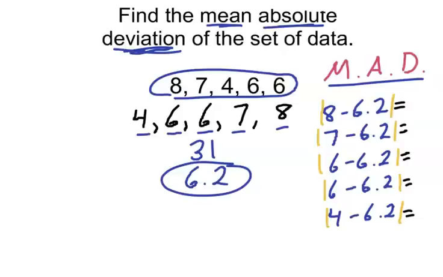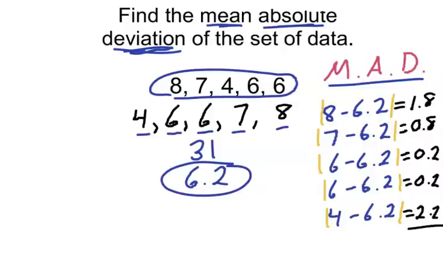So 8 minus 6.2 is equal to 1.8. And then 7 minus 6.2 is equal to just 0.8. 6 minus 6.2 is obviously just 0.2, right? It's actually a negative 0.2, but we're not worried about that. And then we have another 6 minus 6.2, which is 0.2. And then we have 4 minus 6.2, which is actually a negative 2.2, but once again, we don't care if it's positive or negative. We just want to know how far it is.